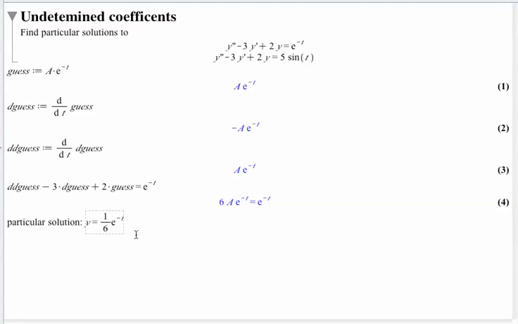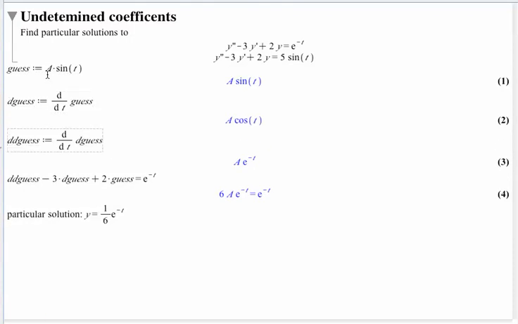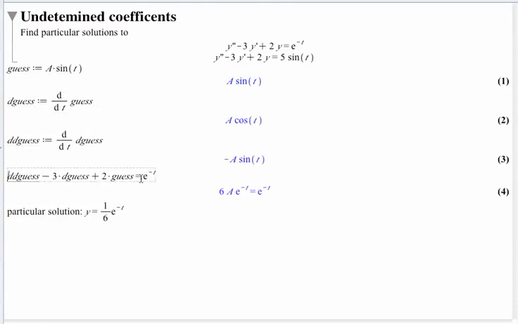Cool. So notice what happened there. We made a guess based on the right-hand side of the differential equation. We then plugged that guess into the left-hand side and made the two sides equal up. So let's see what's going on with this next one. Notice that I haven't changed the left-hand side, but I have changed the right-hand side. Let's make a guess of the form A times sine of t. There we go. First derivative, second derivative. Now when I plug that in, I have to change the right-hand side.